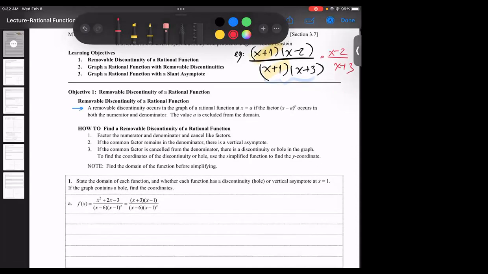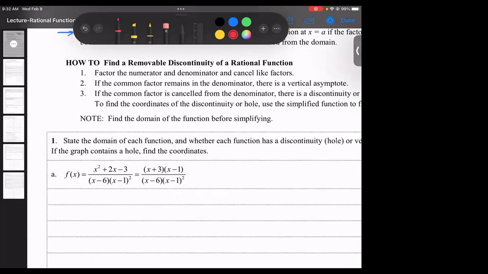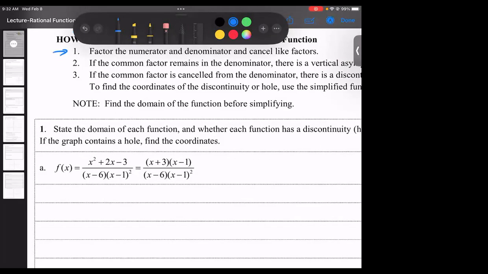Now, how do I find the removable discontinuity? Let's take a look at example A. I'll go through it step by step from 1 to 3. Step 1, first, you're going to factor the numerator and the denominator into factored form, like they did right there, right? Actually, we have to do more. The top is okay, but the denominator, x minus 1 quantity squared, I can write it twice. Right? So you're going to factor into irreducible factors. So x minus 1 times x minus 1.